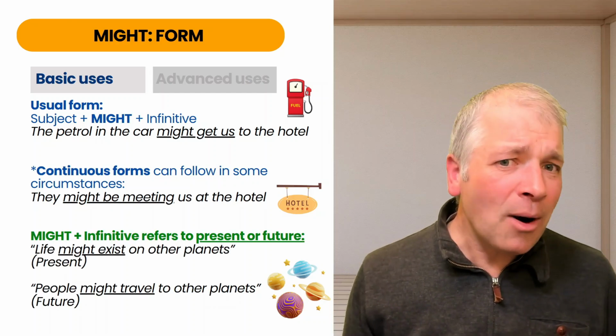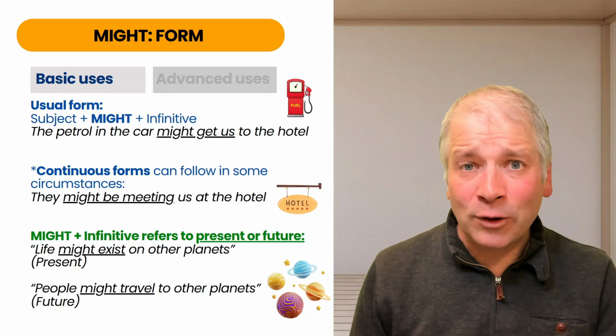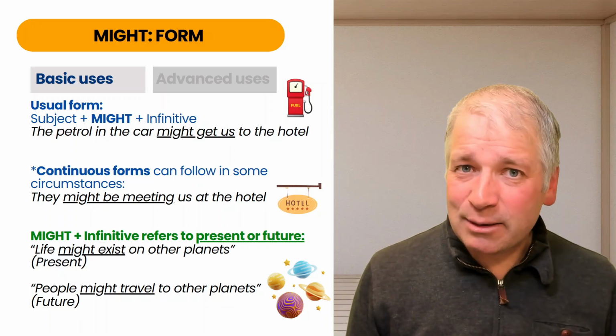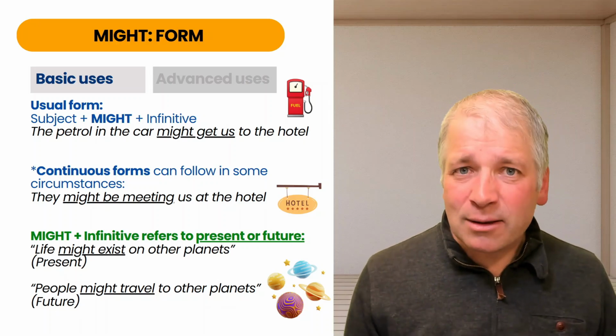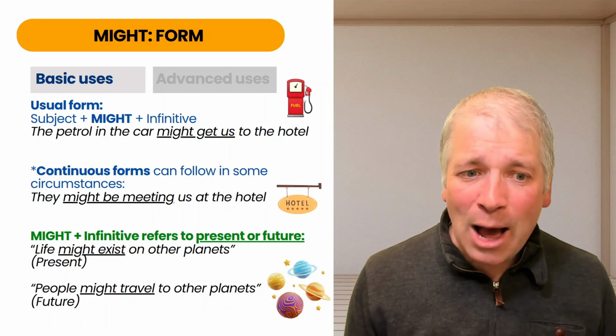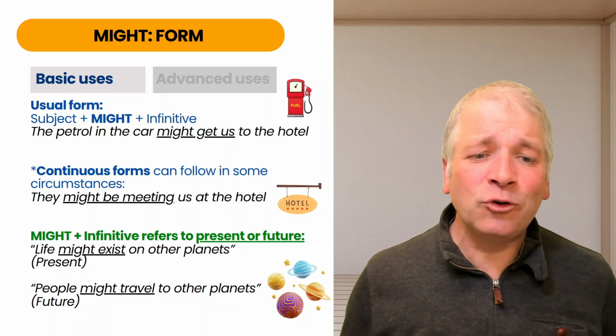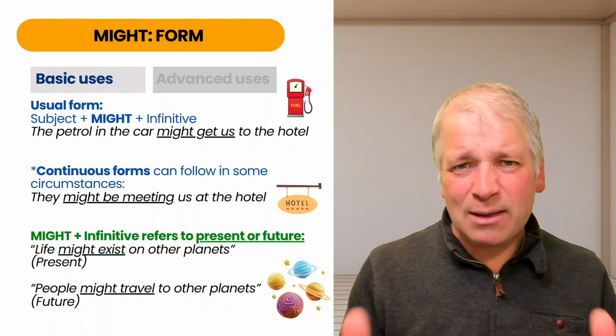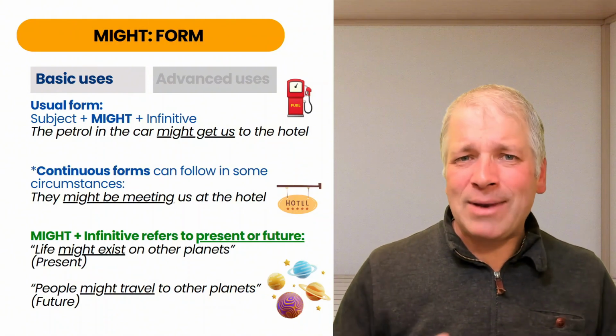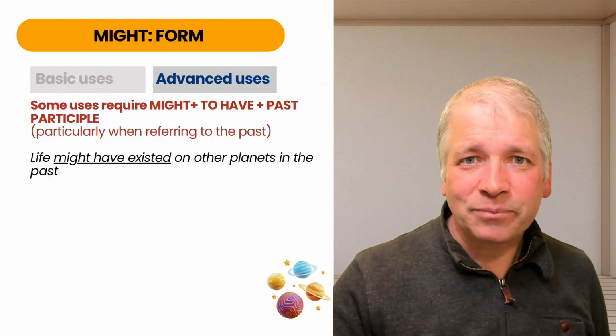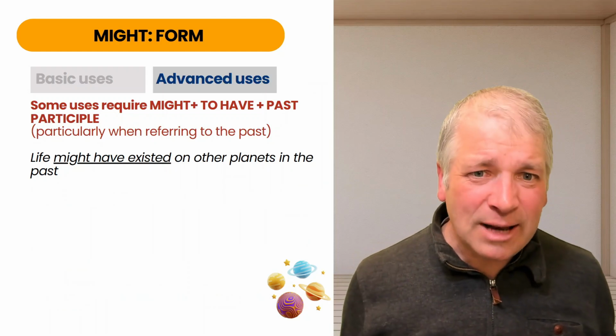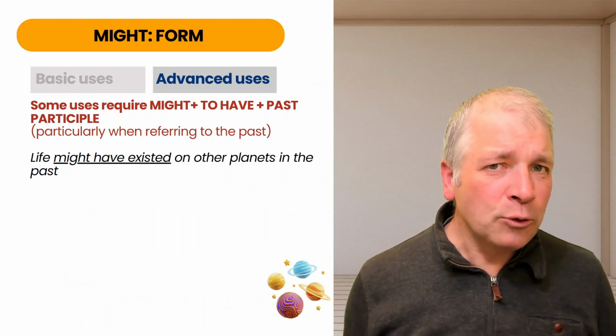And we can use might with the infinitive for present or future time. Life might exist on other planets. Well, that's the present. That's talking about possibility now. But we can say people might travel to other planets, which really means in the future. This is not about now. This is future plans.